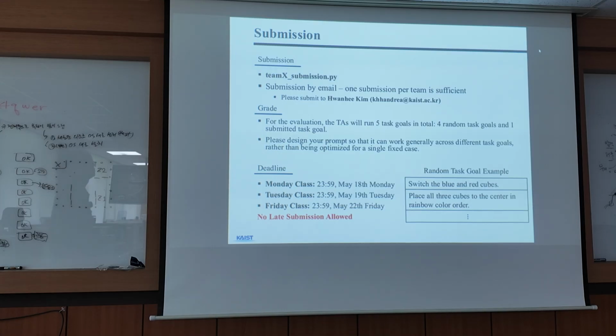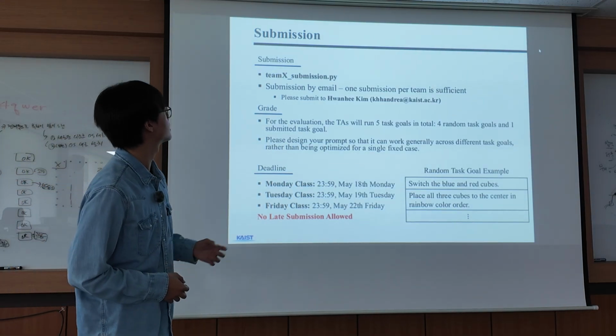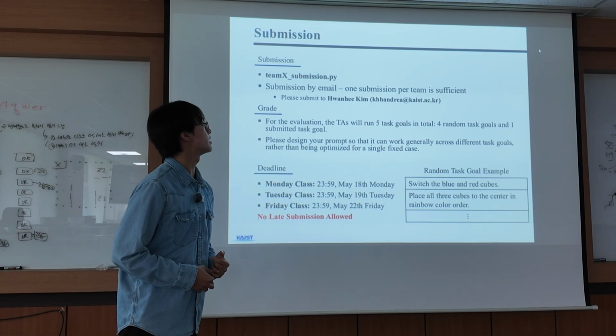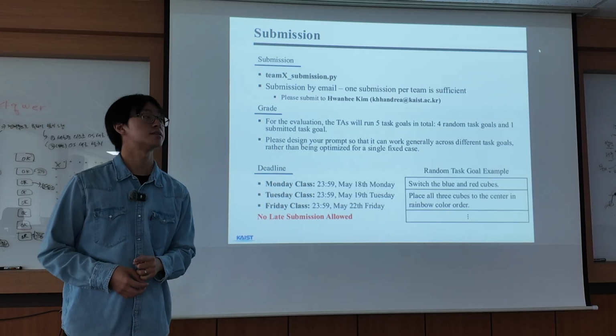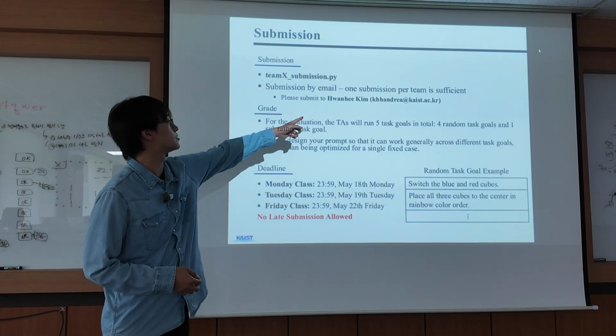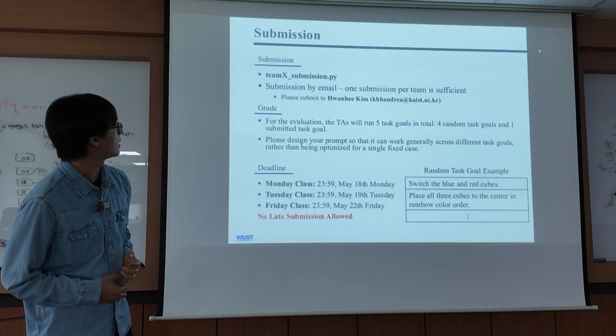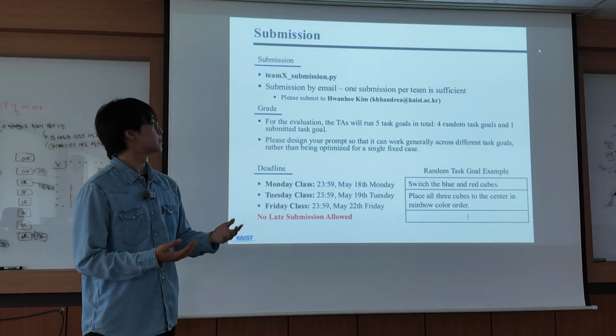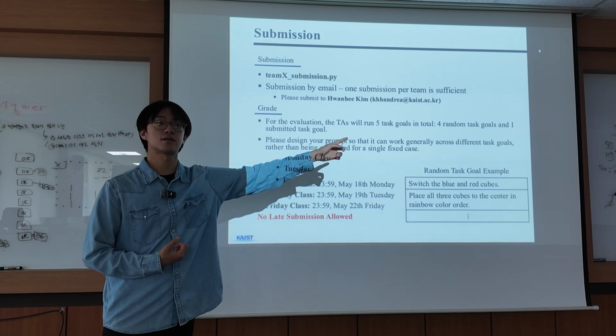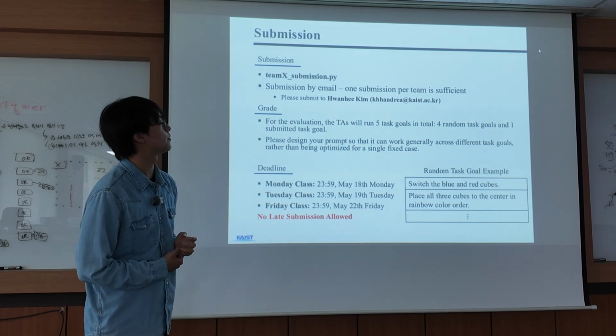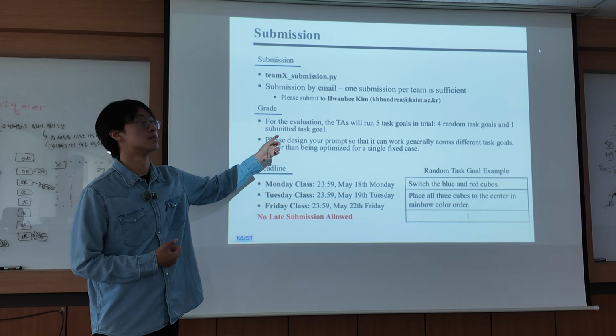For the submission, it is similar to last week. You should submit by email for one team; just one email is enough. Submit to KHH and Andrea. And for the evaluation, TAs will run 5 tasks in total: 4 random tasks and 1 submitted task goal.